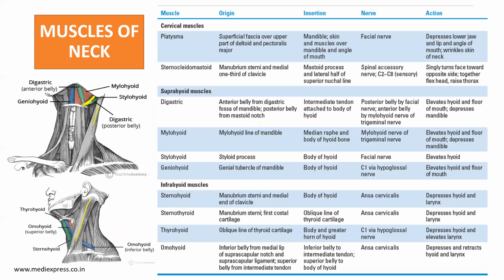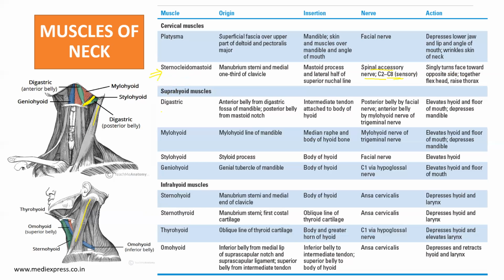Okay, now this is being supplied by the spinal accessory nerve, and C2 to C3 are the sensory ones. The action of it is it singly turns the face towards the opposite side. Together, flex the head and raise the thorax. Okay, so flexion of the head, raising the thorax, and also turning the face to the opposite side. That is what the function or action of sternocleidomastoid is.